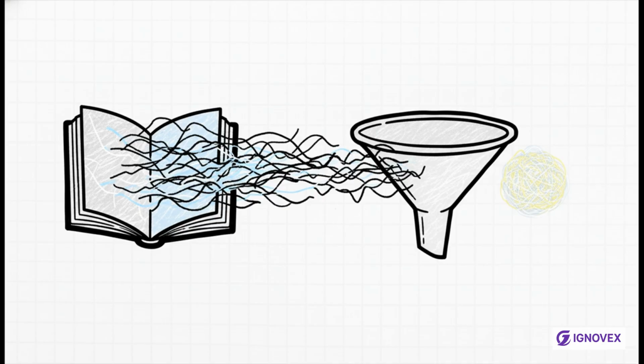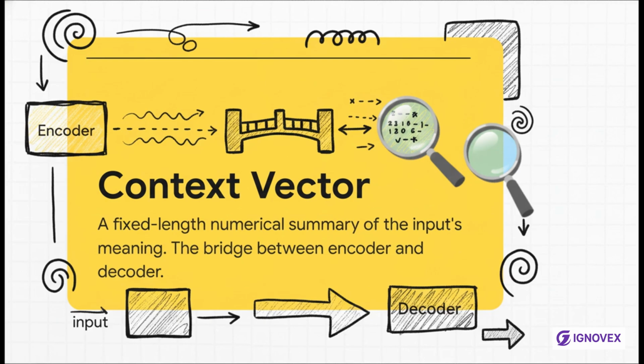It's like reading an entire chapter of a book and then just holding the core idea of that chapter in your mind. And that summary has a special name. It's called the context vector. This is the crucial bridge between the encoder and the decoder. It's basically just a list of numbers, but this list of numbers represents that complete mental summary of the original sentence. Everything the writer, the decoder, needs to know is packed into this one vector.